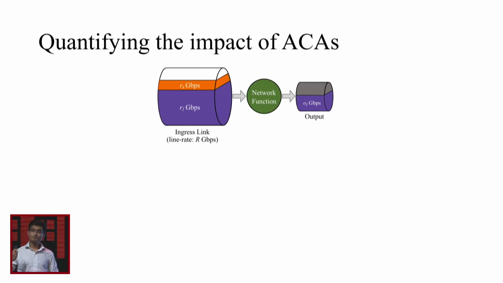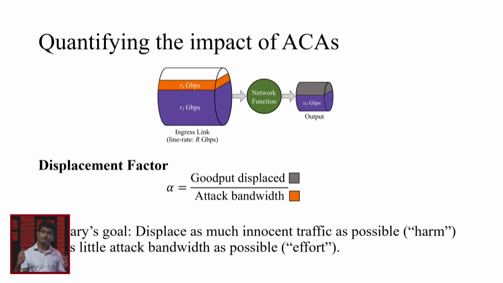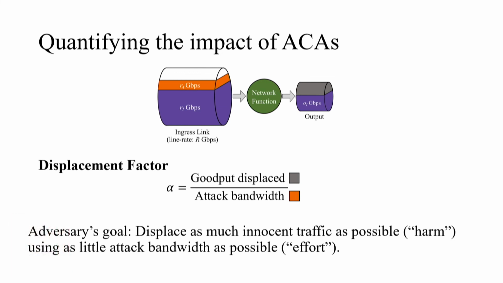The way we quantify the impact of ACAs is by using a novel metric called the displacement factor, or alpha. We define alpha as the ratio of the goodput displaced by the adversary, so this gray region here, divided by the attacker's own bandwidth, which in this case is the orange region. Very intuitively, the DF captures the harm that the adversary is able to induce relative to the amount of effort that they exert. And the adversary's goal is to maximize this quantity alpha.